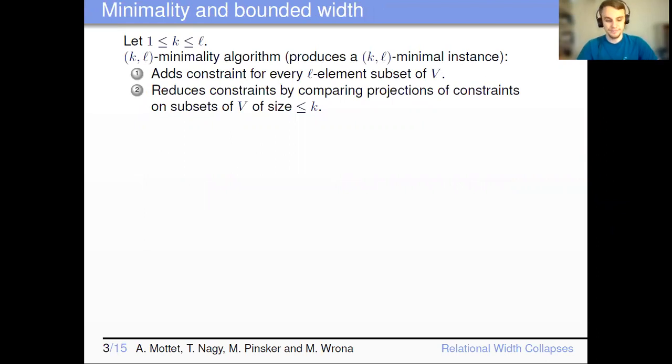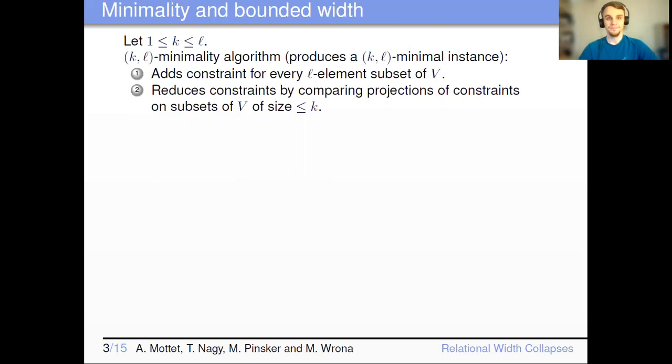Already in the name of the paper, there is mentioned something like relational width, and in order to define this notion, we need to understand the KL minimality algorithm. So let me shortly introduce this. K and L are some parameters, some natural numbers such that K is less than or equal to L.